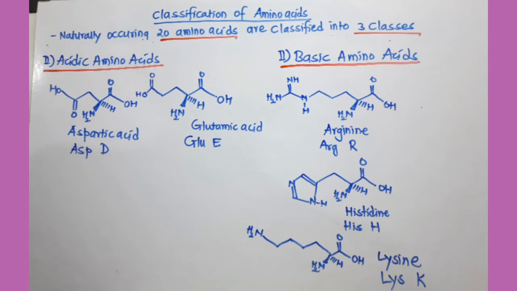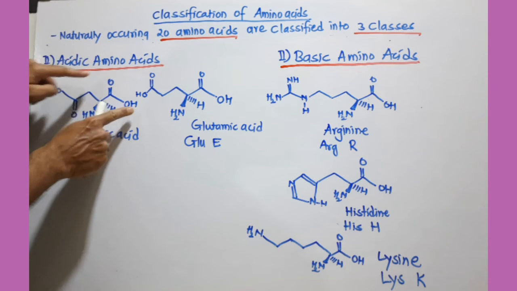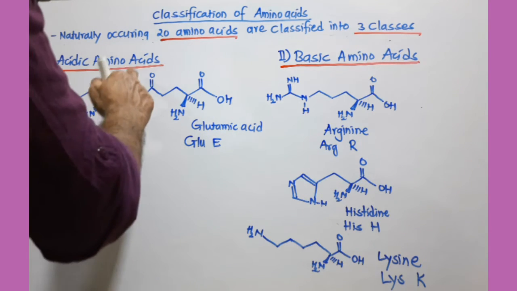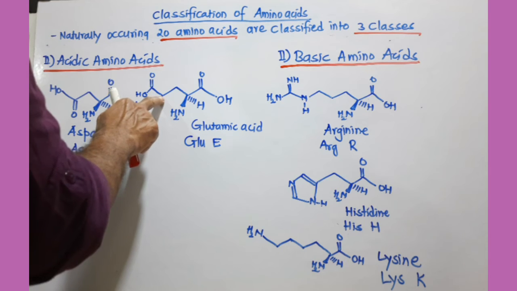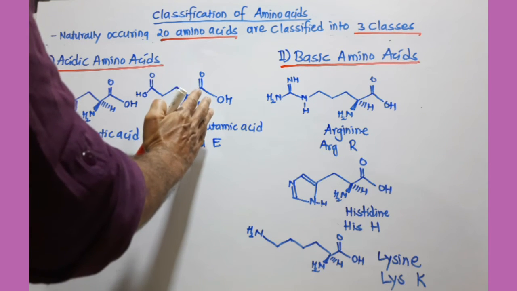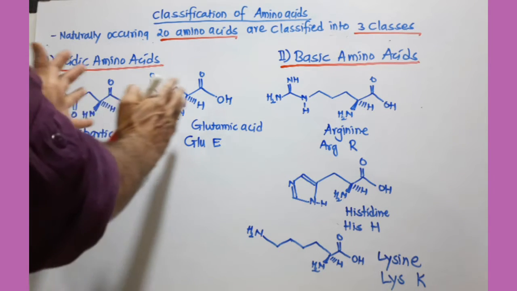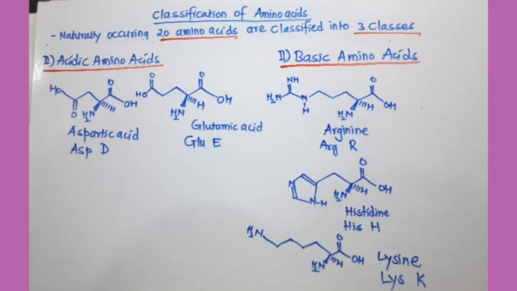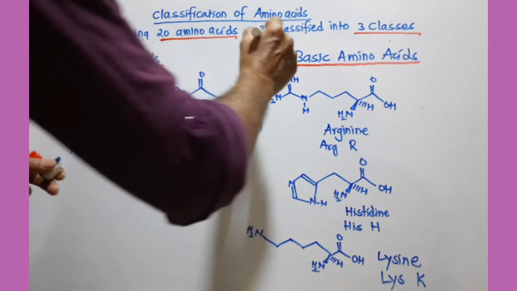two carboxylic groups. You can see here one carboxylic group and another carboxylic group present in the side chain. This is aspartic acid, and if you join one more extra carbon here, that is glutamic acid. So two acidic amino acids: aspartic acid and glutamic acid. One more class is there. Third is basic amino acids.